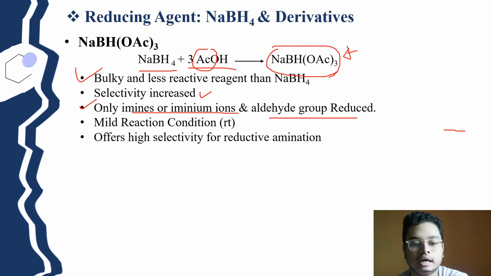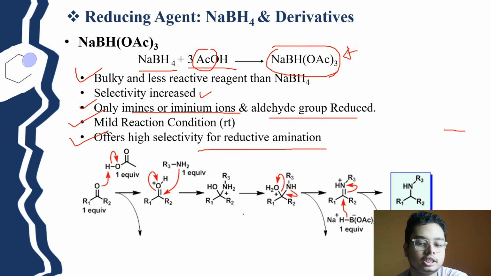Ketones are not reduced under normal conditions by using this NaBH(OAc)3. Okay, and it's a mild reaction condition, the reaction happens at room temperature, and offers high selectivity for reductive amination. Okay, and reductive amination is nothing but this.